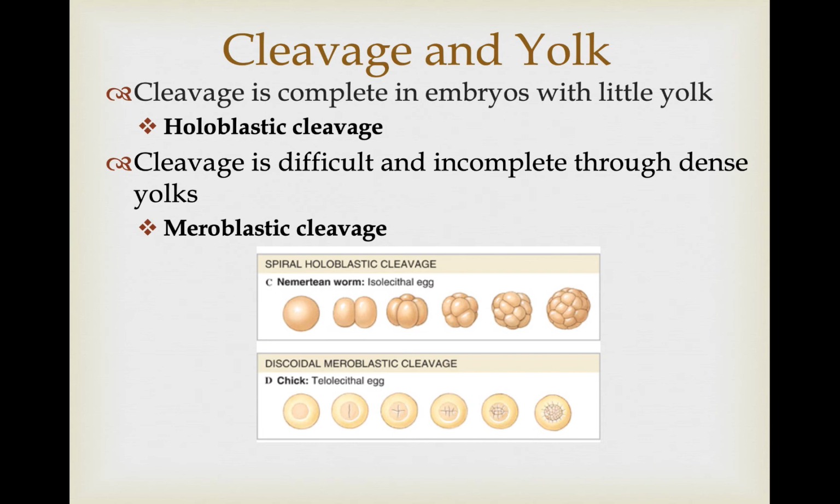Again, mesolecithal eggs can sometimes have holoblastic characteristics or meroblastic characteristics depending on where they fit in this continuum. But on the exam, I'll give you a question associated with one extreme or the other. So if I say, what kind of cleavage do we have associated with isolecithal eggs? You can say holoblastic. If I say telolecithal eggs, then that would be meroblastic cleavage.